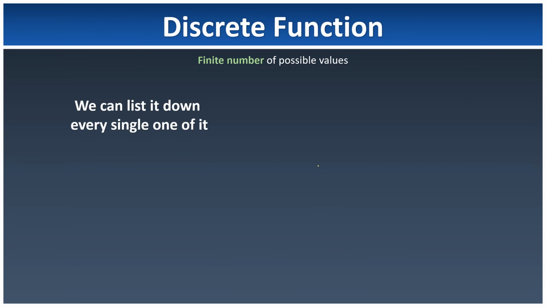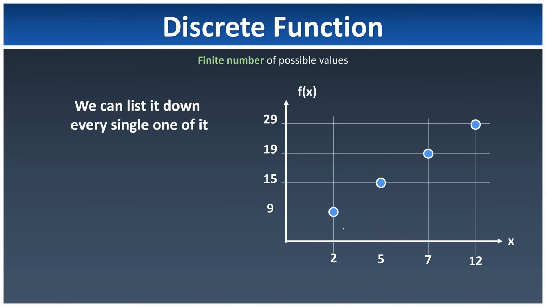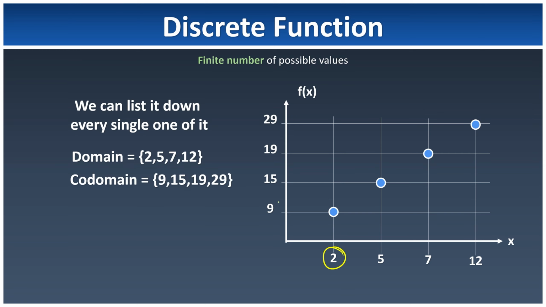And up to now, whatever we have learned is known as discrete functions, where we have a finite number of possible values, which we can list down every single one. Like just now, we know the available choices are 2, 5, 7, and 12, the possible outcomes are 9, 15, 19, and 29, and the one in our range is 9, 15, 19, and 29. So basically we have only a bunch of choices and outputs.